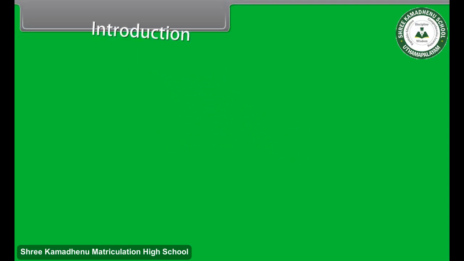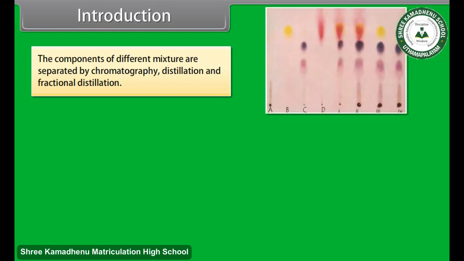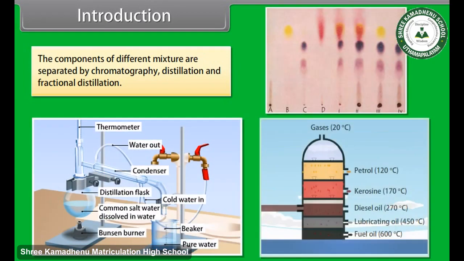Introduction. The components of different mixtures are separated by chromatography, distillation, and fractional distillation.